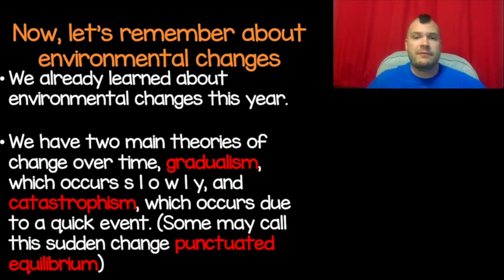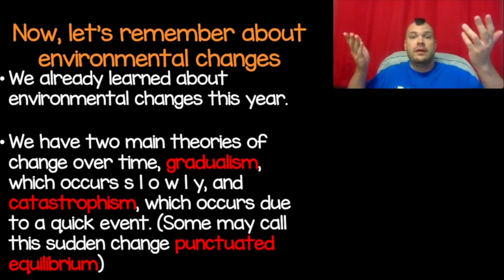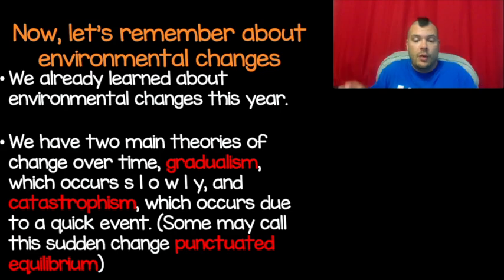Now, let's remember some environmental changes that we talked about this year in 8th grade science. We already learned this year about environmental changes. Now, those changes can happen a couple of different ways. The first one is the theory of gradualism. That means that it occurs very slowly over millions of years. So that means that a mountain could be made very slowly and then worn down very slowly. Or maybe the continental drift, plate tectonics, is very, very slow, about 5 centimeters per year, or 2 inches.